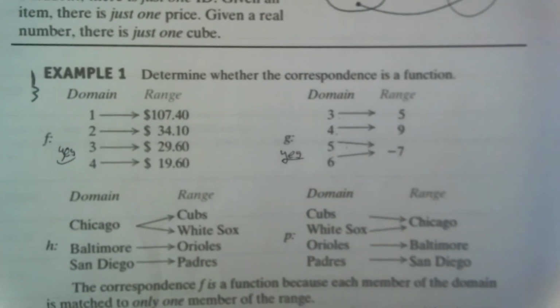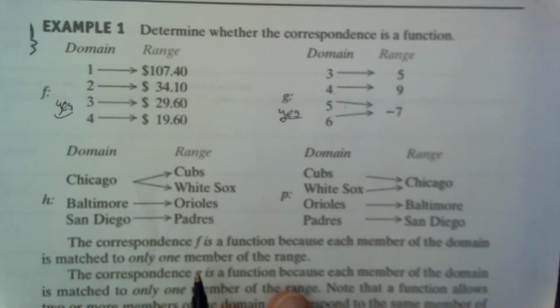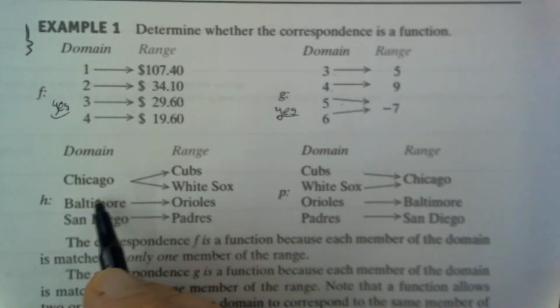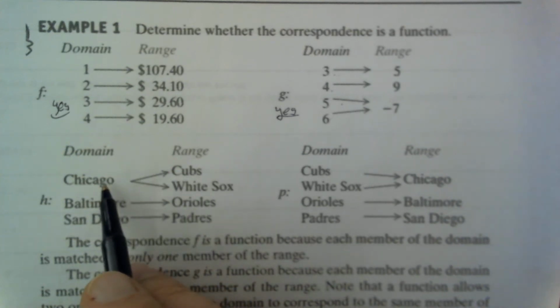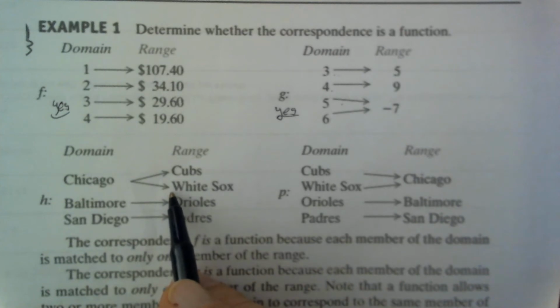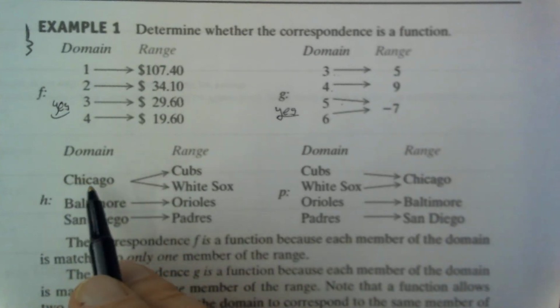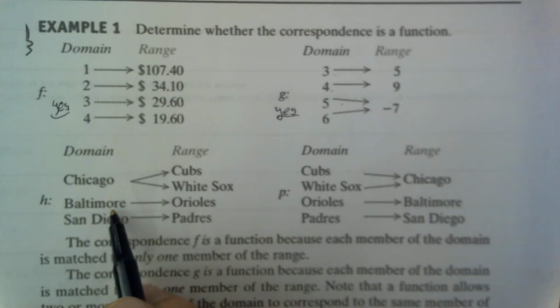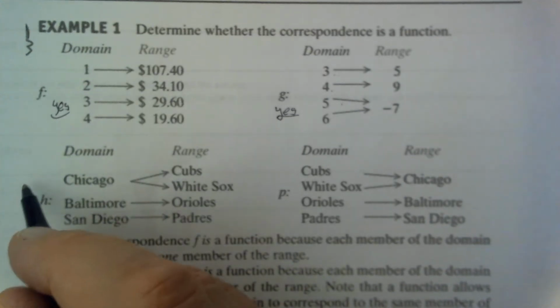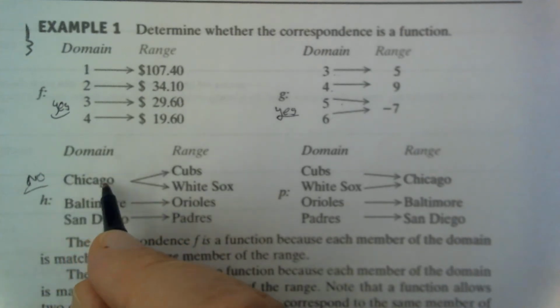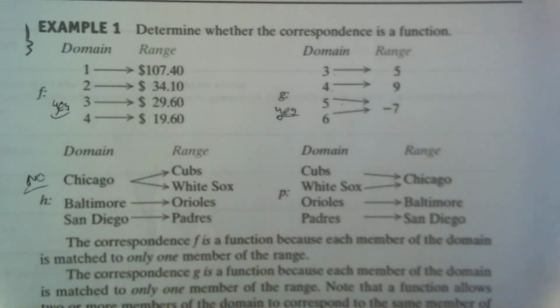Let's look at example H. So here we're looking at the Chicago Cubs and Chicago White Sox. Aha. So now we have one input that corresponds to 2 different outputs. That means this is not a function. Even though the other ones are only one-to-one, Baltimore to Orioles and San Diego to the Padres, this is not a function because one input corresponds to more than one output.